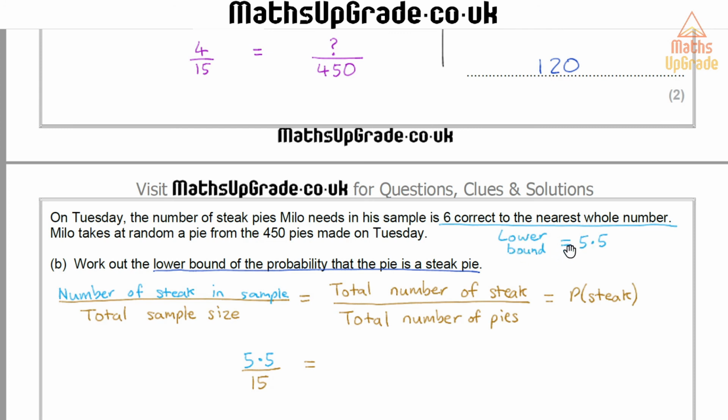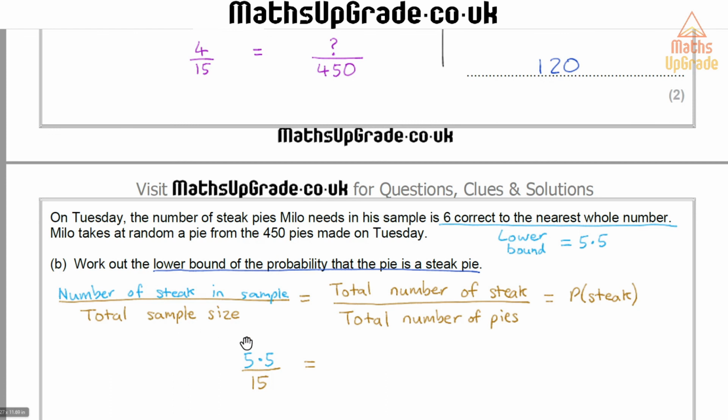So the lowest it could be is 5.5, since when I round 5.5 to the nearest whole number, I'll get 6. If it was 5.4, that would round to 5. So 5.5 is the lowest number that I can get that, when rounded to the nearest whole number, gives me 6. So this is 5.5.